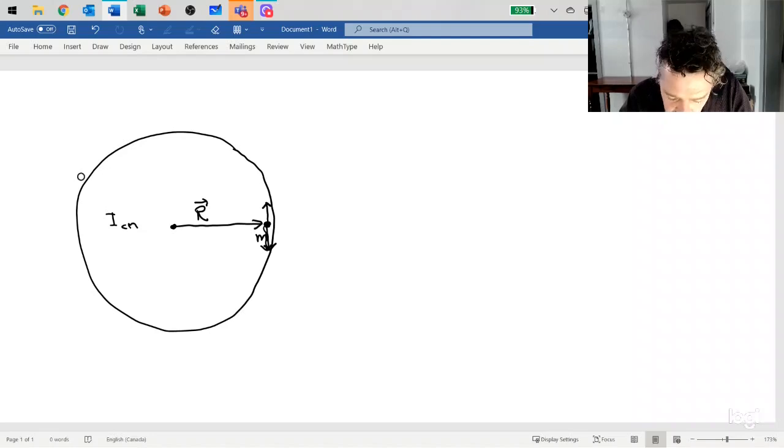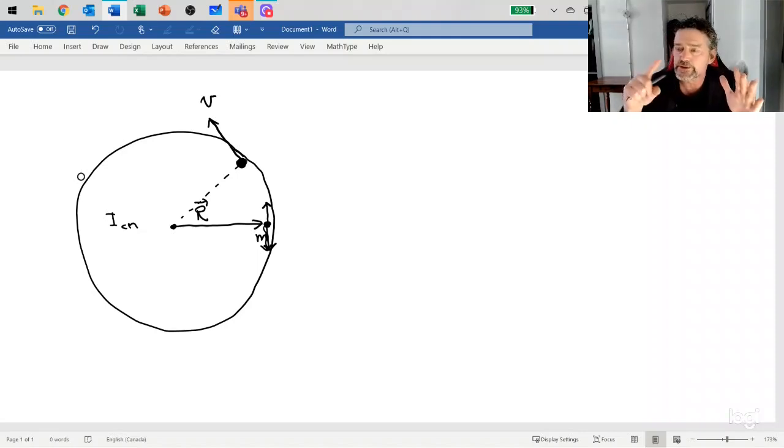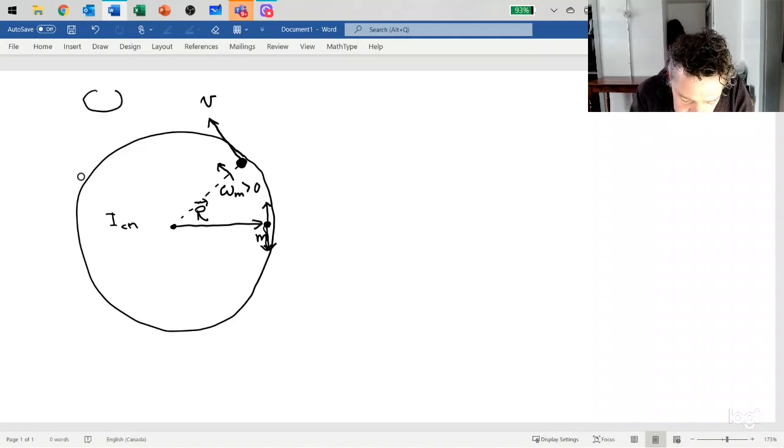So sometime later, the situation will look like this. The person will be over here, and that person will have some speed. They'll be moving at some certain number of meters per second in a tangential direction, so they'll have a speed v. And that's a speed v relative to the ground. Okay, and associated with that speed v relative to the ground, that's a tangential velocity, there's also an angular velocity. And so our person here, who has mass m, we'll suppose has an angular velocity, omega_m, which is positive. Okay, so we'll take counterclockwise rotations to be positive.